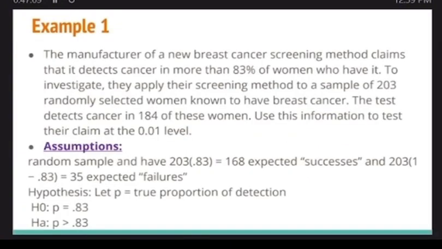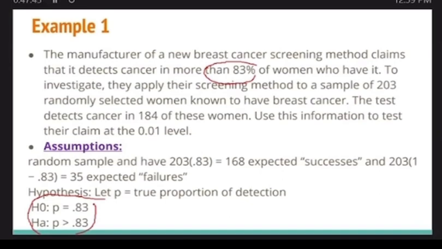Now I'm going to go into another example. This example has to do with a greater than. How do I know it's a greater than? The manufacturer of a new breast cancer screening method claims that it detects cancer in more than 83%. Do you see that? More than. You have to pay attention to the question to be able to see the direction. More than 83%. If I'm specifying my hypothesis, that's what I'm going to have.